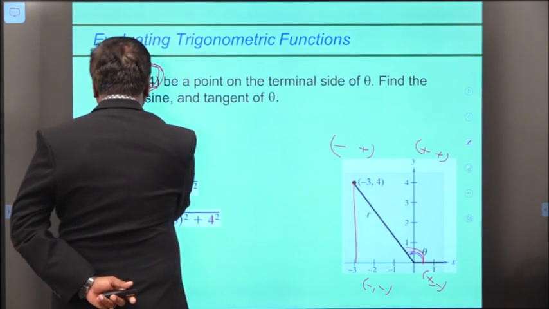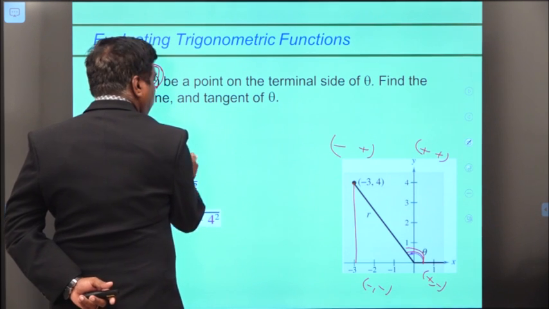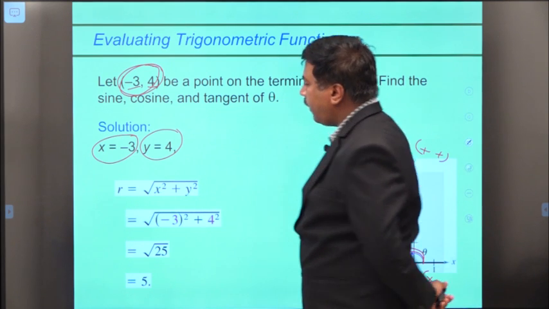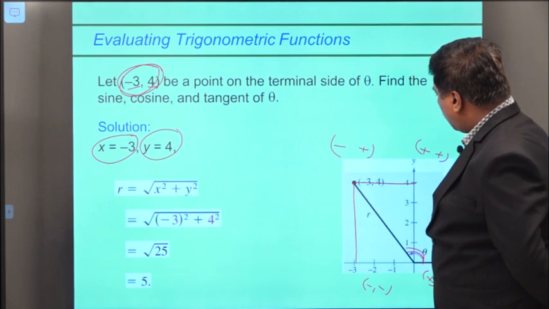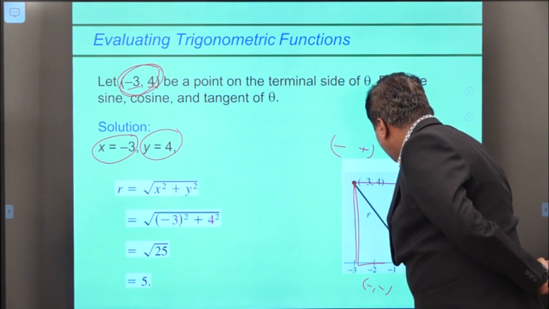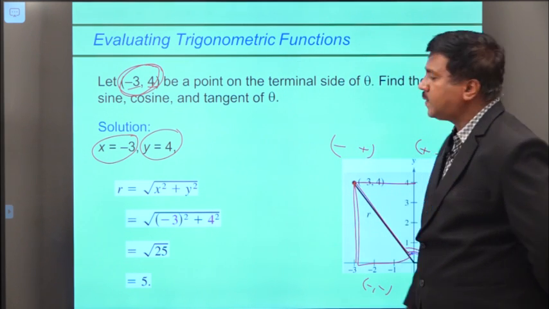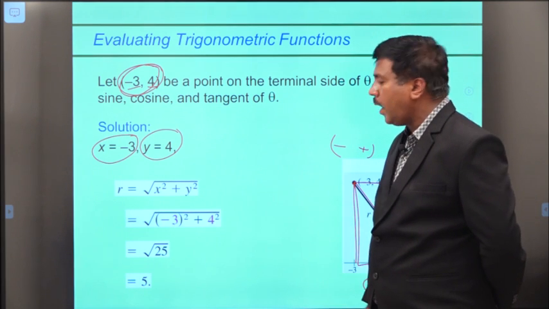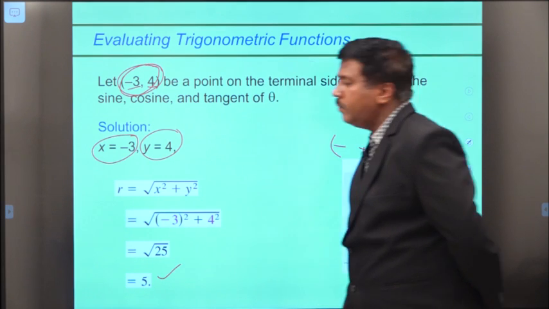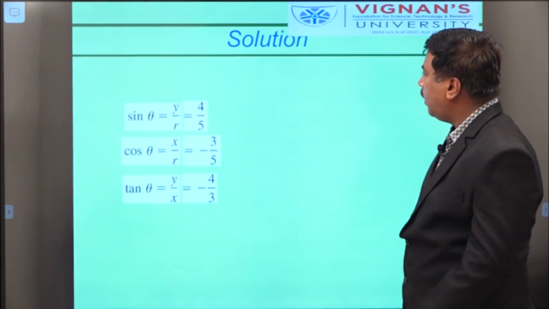Therefore, here the x value is minus 3 and the y value is 4. For this, I have to take the right angle triangle at that place, that is r is equal to the hypotenuse, that is square root of x square plus y square. That means square root of (-3) whole square plus 4 square, that is equal to 5.